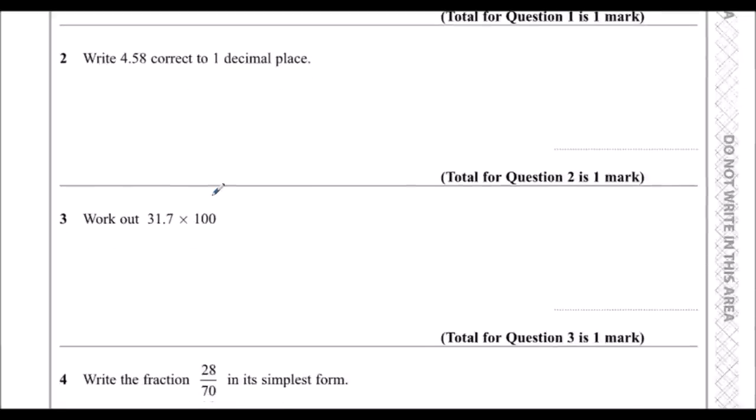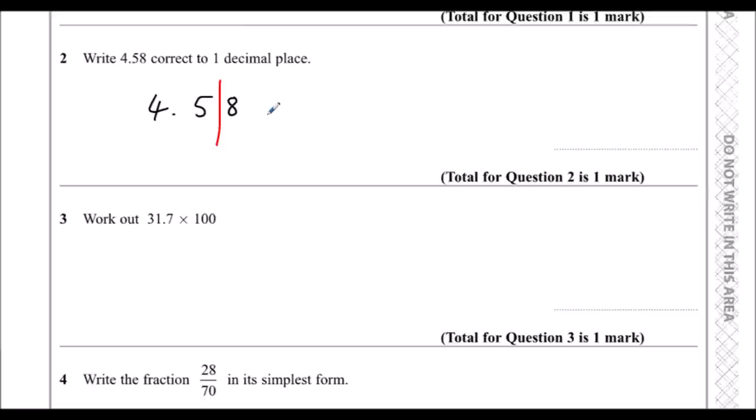Question 2. Write 4.58 correct to one decimal place. So look at the number after the one decimal place, the second decimal place. Is it 5 or above? If it is, we round up. If it isn't, it stays as it is.